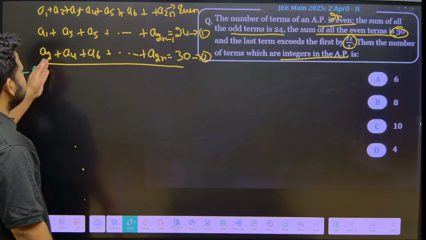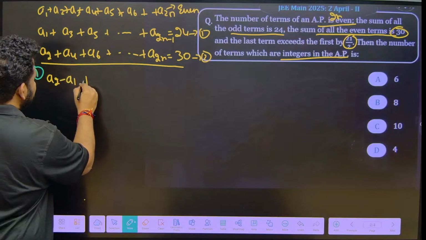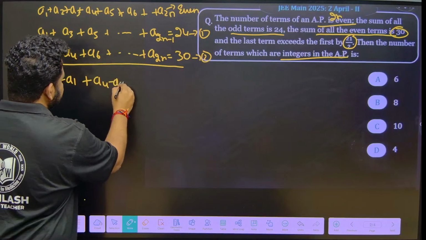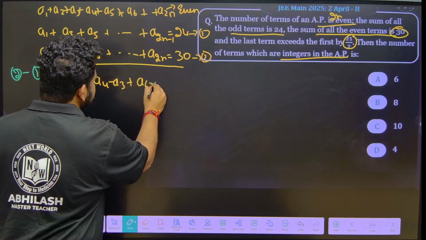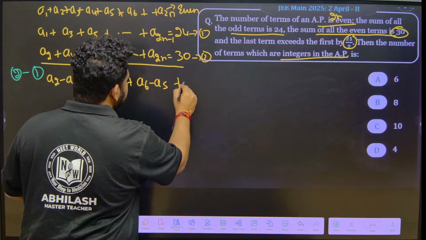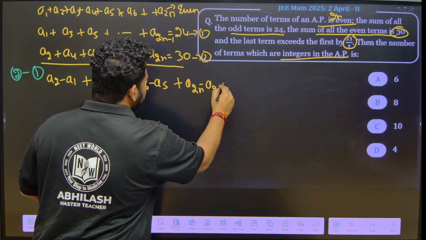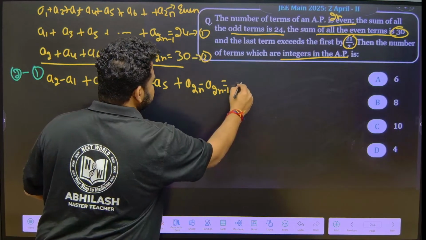So this will be what? A2 minus A1. This will be A4 minus A3. And this will be A6 minus A5. And this will be A2n minus A2n minus 1. That is equal to what? 30 minus 24 is 6.